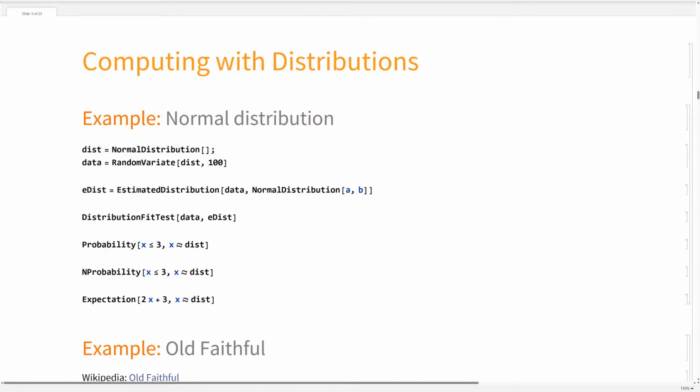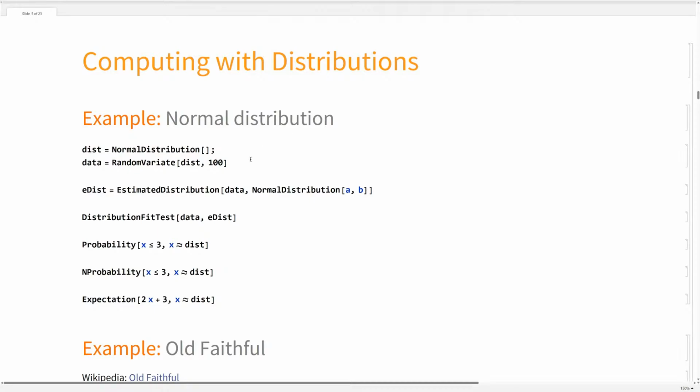Well, we will cover some of that later in this webinar, and I would say it's pretty easy in my opinion. All right, let's move forward. Computing with distributions.